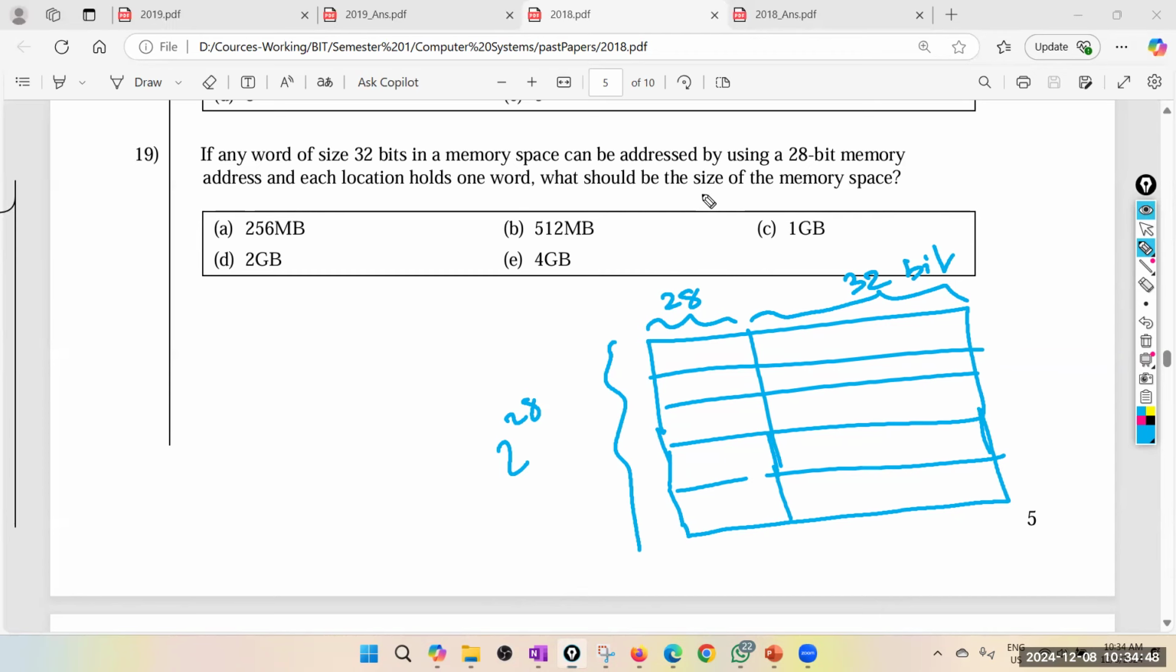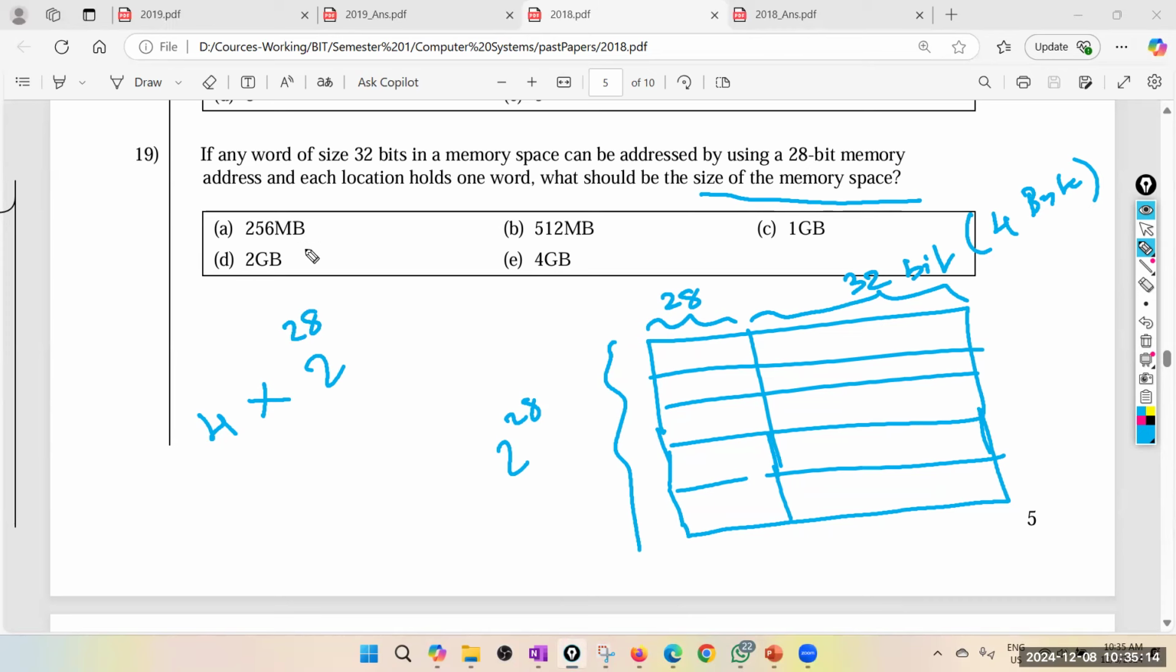What should be the size of the memory space? That is the addressable memory size. Each location can keep 32 bits, which means 4 bytes. So each location keeps 4 bytes, and you can have 2 to the power 28 such locations because those addresses are available. So that is the addressable memory space.